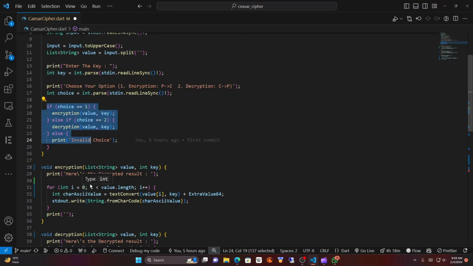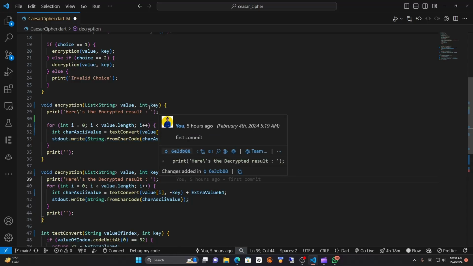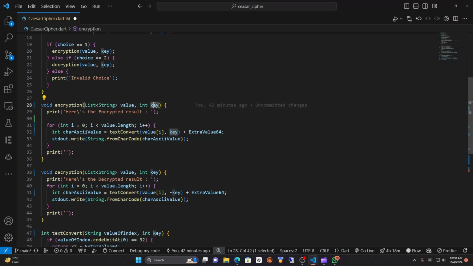Okay, then moving on to the encryption function, for each character in the input we calculate its ASCII value using the text convert function. Then we have the decryption function, where we use the text convert function with a negative key to decrypt each character and print the result, similar to the encryption. The main difference is that in encryption we use a positive key, and in decryption we use a negative key.